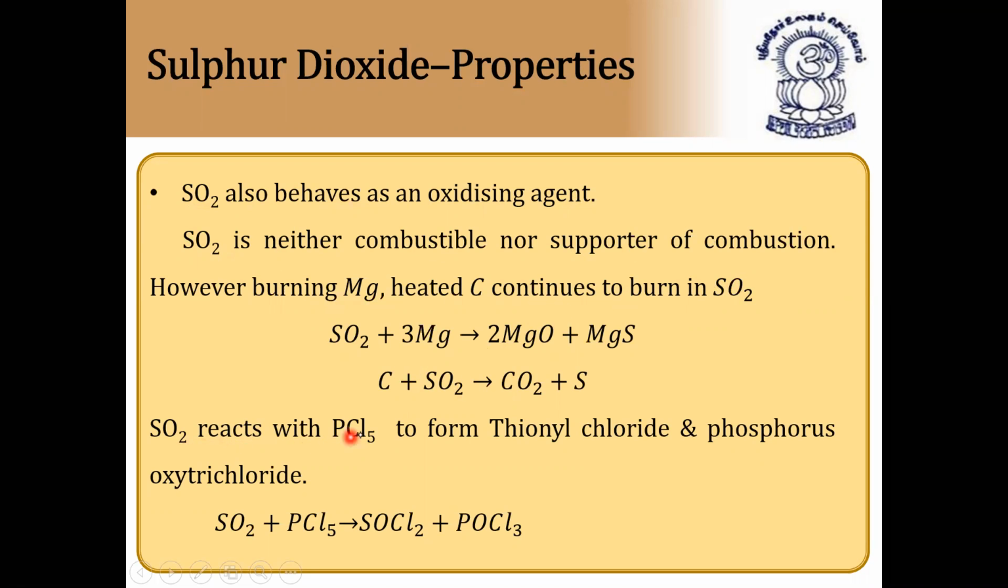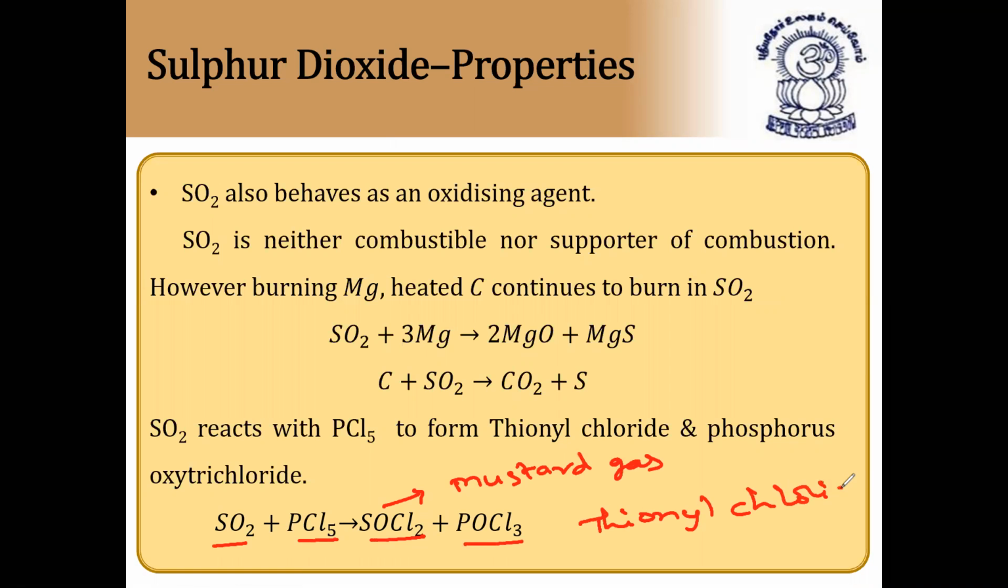Sulfur dioxide reacts with PCl5. This reaction we have already seen. It forms SOCl2 along with POCl3. This SOCl2, thionyl chloride, is used in the preparation of mustard gas. So sulfur dioxide combines with phosphorus pentachloride and forms SOCl2, thionyl chloride, along with POCl3. These reactions we have already seen in phosphorus. This is called thionyl chloride. This is not mustard gas. It's used in the preparation of mustard gas.